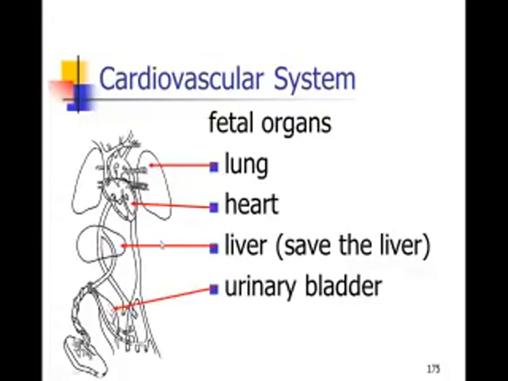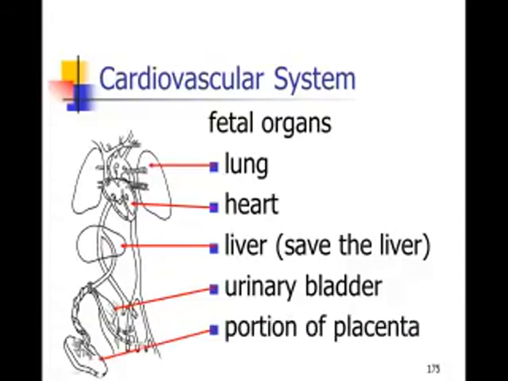We have the urinary bladder. Okay, the urinary bladder is going to be served by a branch off of the umbilical arteries, and then we have the placenta.